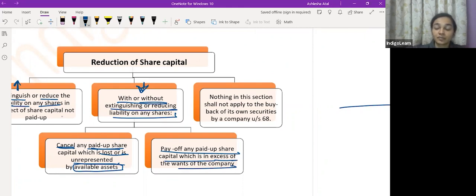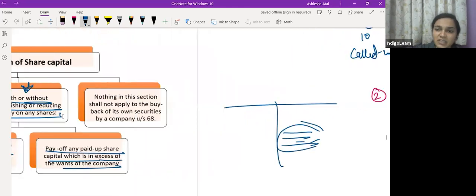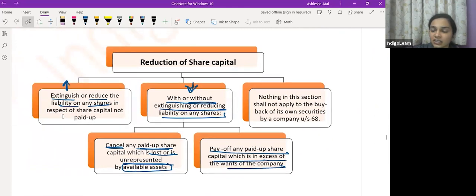Ma'am, they're given that it is unrepresented by available assets, okay, but which is lost means, say there's no asset at all? There is some mismatch, some asset which is not being represented. So it's basically talking of the same thing. Okay, ma'am. Like it is not the proper asset, so we are cancelling the paid up share capital. Yeah, understood.